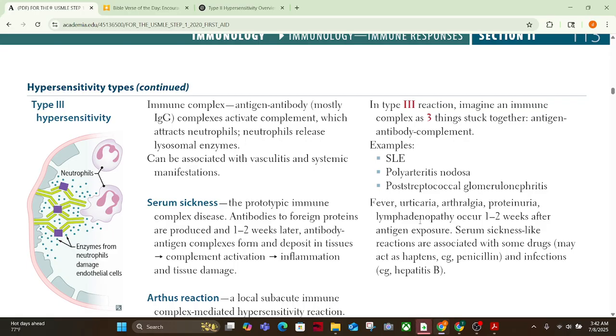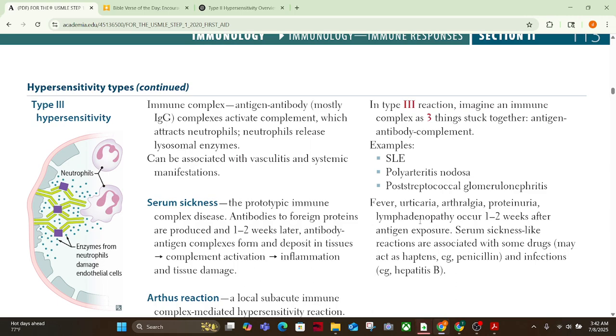This is what happens in type 3 hypersensitivity. I'm going to repeat it. When antigen binds to antibody floating around in the blood, these antigen antibody complexes accumulate in different parts of the body, like in your joints, in your kidneys, in your skin. This can give activation of complement in that part of the body, whether it's skin, kidneys, or your joints.